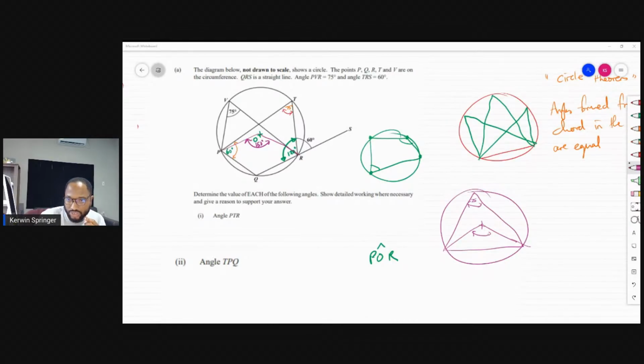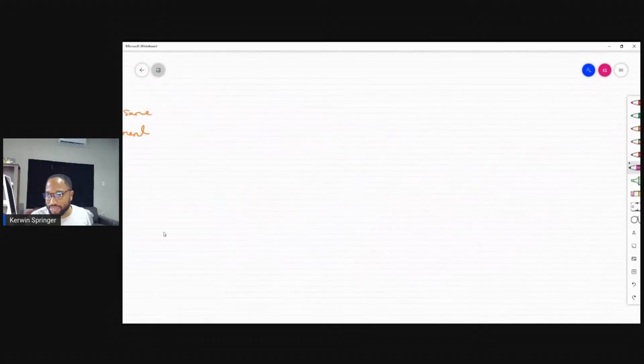Let me see if I can pull a coordinate geometry question from this paper. Is there coordinate geometry in here? Yes, there is a coordinate geometry question. This paper that I'm pulling from is January 2020. So what, two years ago? Wow, 2020 is two years ago. Unbelievable.